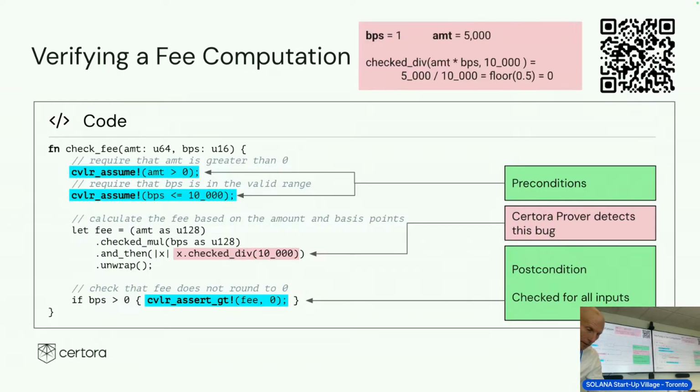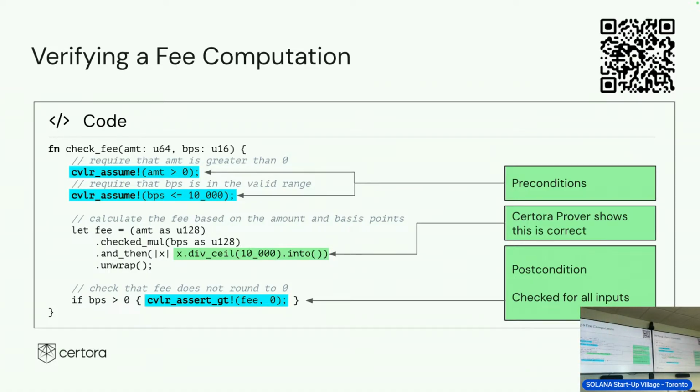So let's see. I asked Jorge because, so you see the BPS is 1, AMT is 5,000. It's very, very close to 0, and then because this does a floor computation under the hood, this is a very rare situation. Of course, if you give this input to a fuzzer, it will find it. But how will we find it automatically? Okay. So that's the idea of this kind of bug.